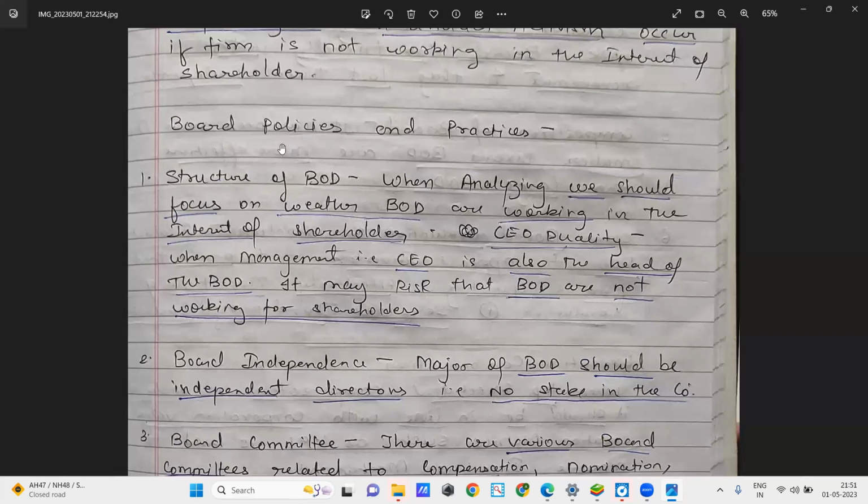Board policies and practices. First, the structure of the board. When analyzing, we should focus on whether the BOD are working in the interest of shareholders or not, and whether the board of directors are independent or not. Second, CEO duality. When the CEO is also the head of the board, it may mean that the BOD are not working for the shareholders. An efficient company, a good company, should not have CEO duality. The CEO should be a different person and the head of the BOD should be a different person.